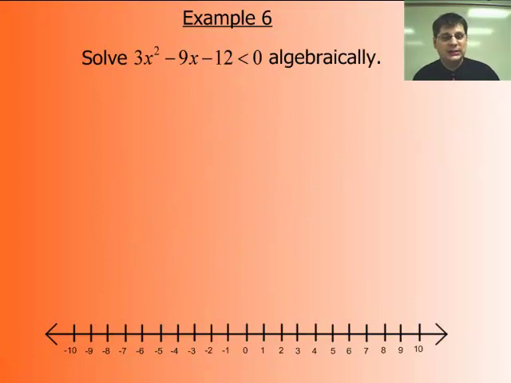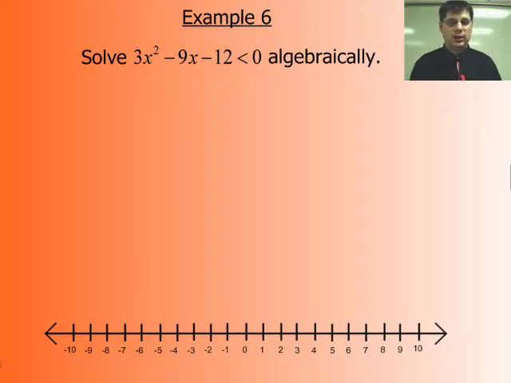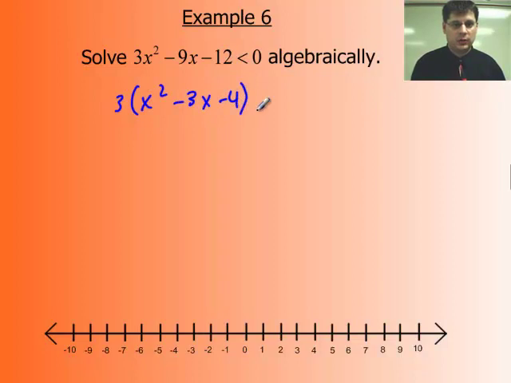Okay, so our last example, we're going to be solving for x, but this time we're going to be doing it algebraically. So we can solve this quadratic inequality by factoring, however you want. I'm going to go ahead and do factoring. So I'm going to pull out a 3, and that's going to give me x squared minus 3x minus 4 is less than 0.